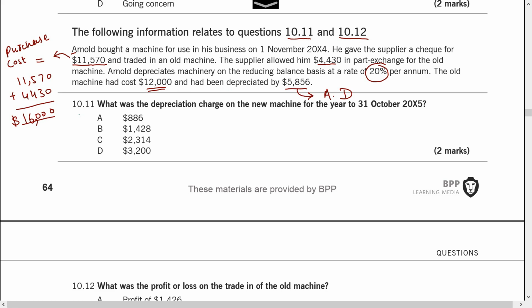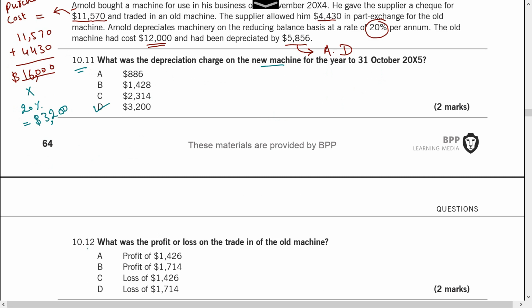Okay, so now here we have our question number 11. What was the depreciation charge on the new machine for year ended 31st October 05? Because we are charging 20% and our total cost of new machine is 16,000, so we will simply take 20% of 16,000 and it will be $3200.